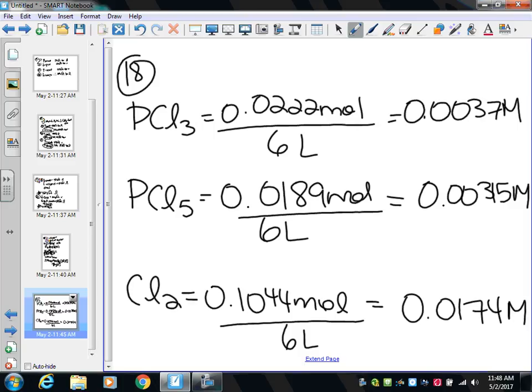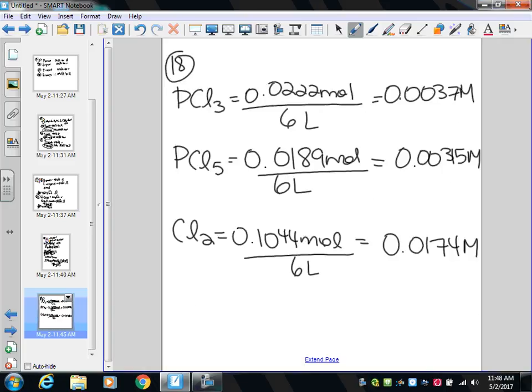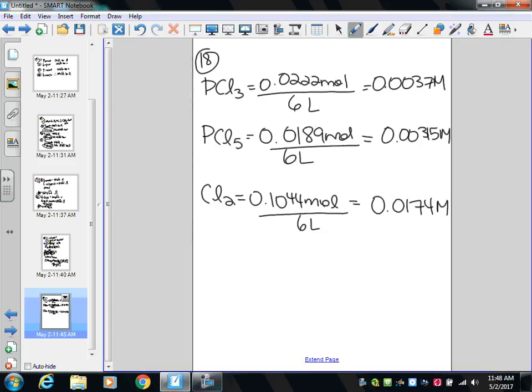Okay, so now I have my concentrations for my moles per liter. We're good? We understand how we got that, right? So we took the moles that they gave us and we divided by the liters, because that capital M stands for moles per liter. So that's all I had to do. They told us that it was in a 6-liter vessel. Okay? So now, what do you think we're going to do?